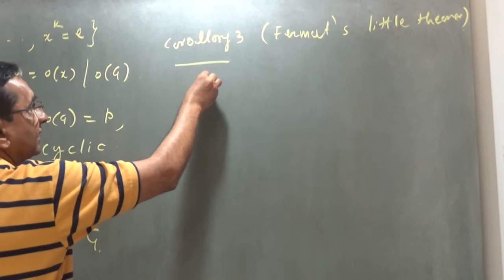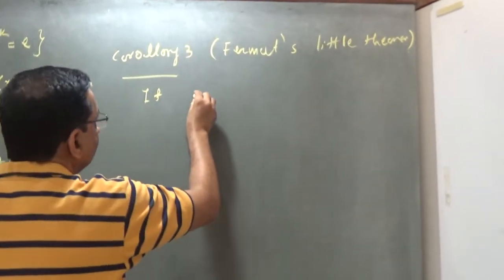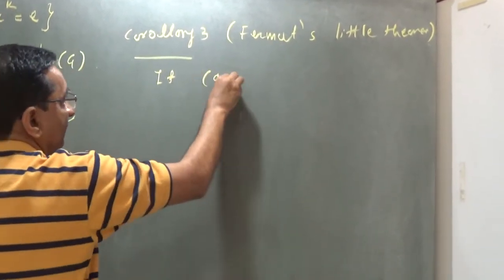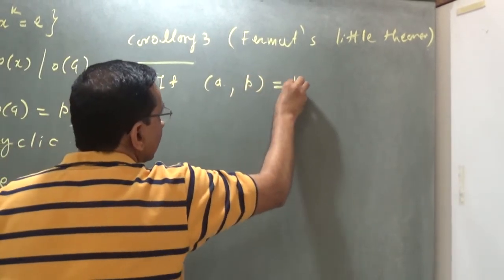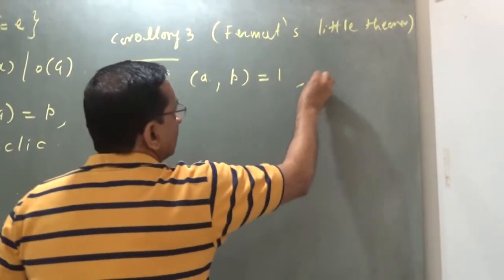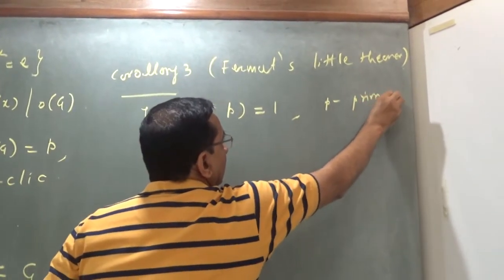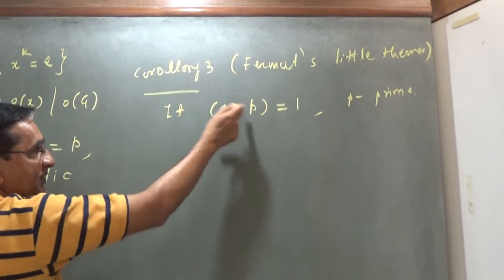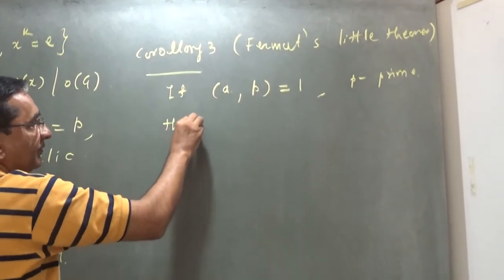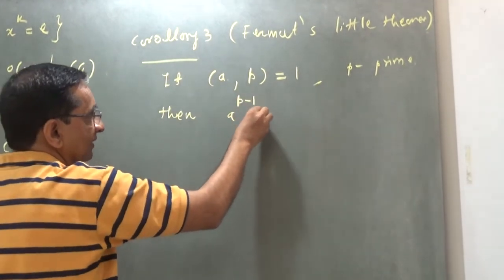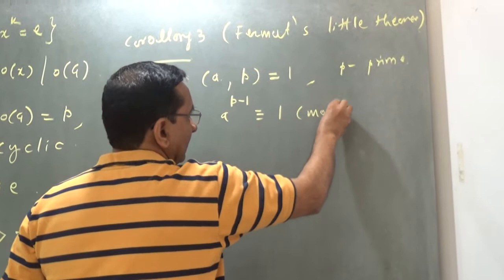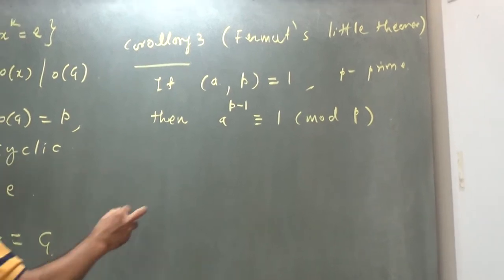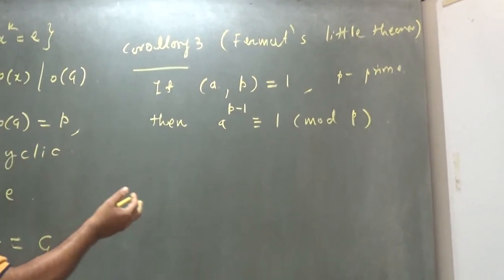What is this theorem? If A is some positive integer, and A and P are co-prime numbers, P is a prime, using standard notation, so this essentially means P does not divide A. Then A raised to P minus 1 is congruent to 1 mod P. So this is Fermat's little theorem. Now there are several proofs, but one proof will follow from Lagrange's theorem.